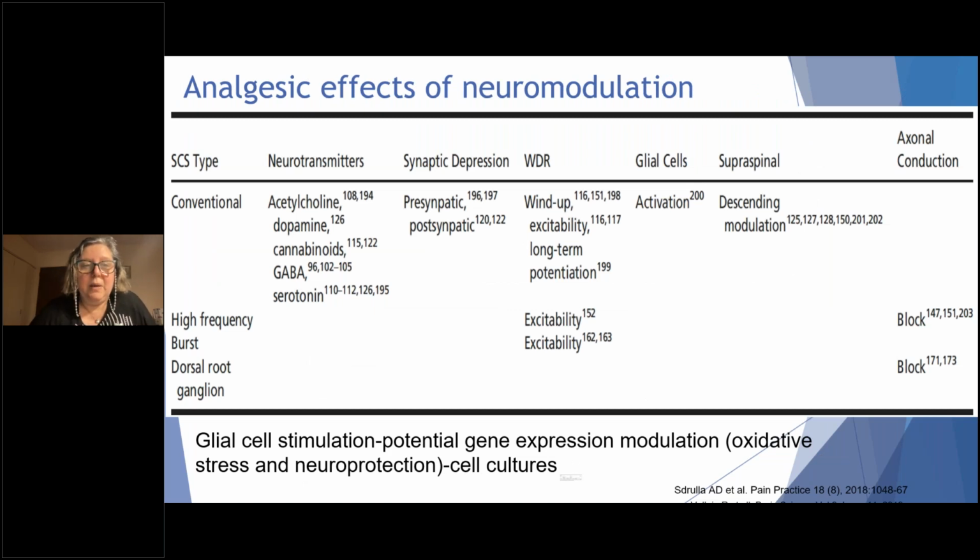And this is basically what we know about the analgesic effects of neuromodulation. As I mentioned, the classical conventional paresthesia-based spinal cord stimulation has been very well studied. So we know its effects on neurotransmitters, synaptic depression, wide dynamic range neurons, glial cells, supraspinal mechanisms, and axonal conduction. However, the newer waveforms like high frequency and burst are a little less understood, and their mechanisms of action are emerging.